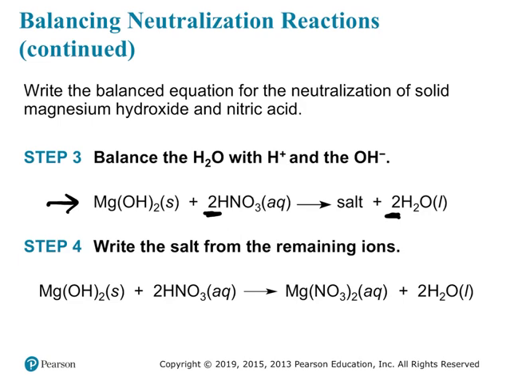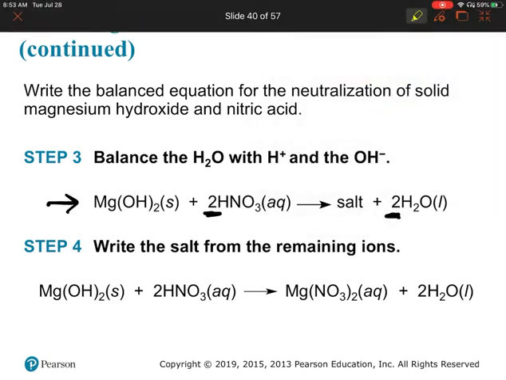And then we just have to write the salt product from the remaining ions. So if we highlight what we've used to make water, we just have to figure out what's left. So we have magnesium and then 2 nitrate ions. So that will give us magnesium nitrate as our salt.